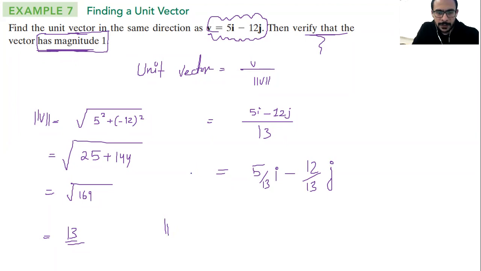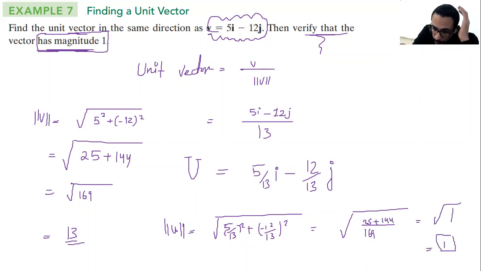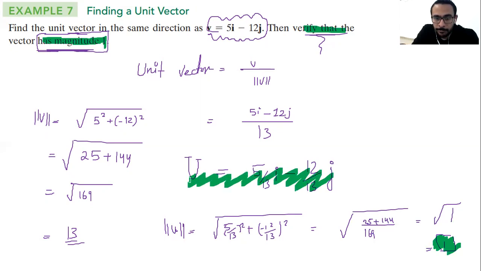To find the magnitude, let's say the unit vector is u. The magnitude of u equals the square root of 5 over 13 all squared plus negative 12 over 13 all squared. That simply equals the square root of 25 over 169 plus 144 over 169, so 169 down here, and up 25 plus 144 gives 169 over 169, the root of 1. The root of 1 is 1. Is it clear now, guys? Your answer simply is 1. At the end, the question said to show or verify that the unit vector has a magnitude of 1, and indeed it came out with magnitude 1. And the unit vector is this one.